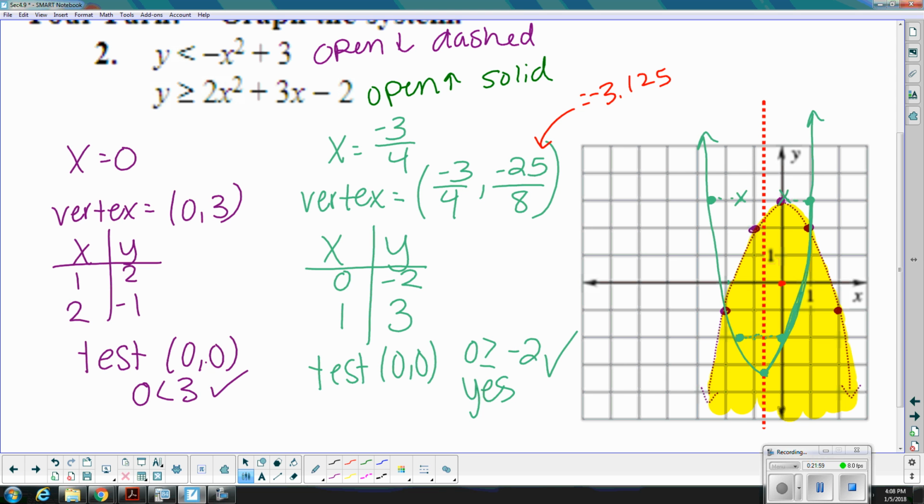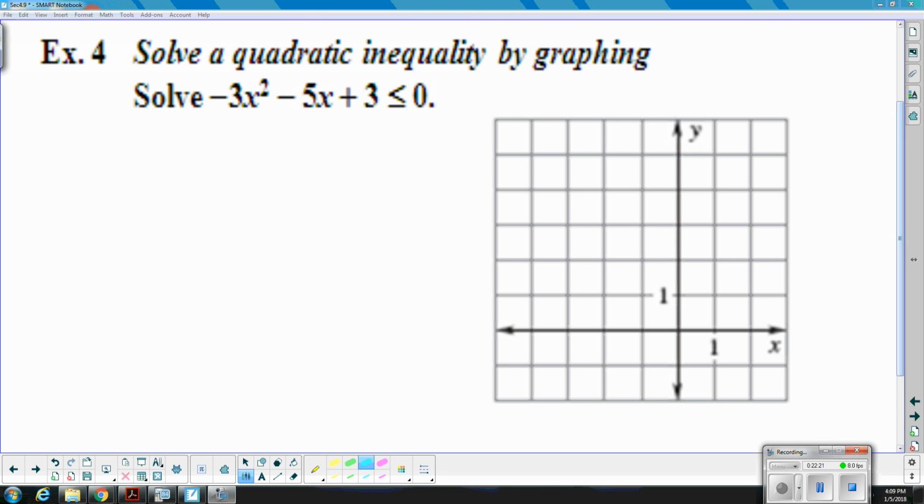And then I tested the point 0, 0, and yes, it was a solution. So now I'm going to use my highlighter to shade in that area of my graph. And my solution for the system is that green region that satisfies both of those inequalities.